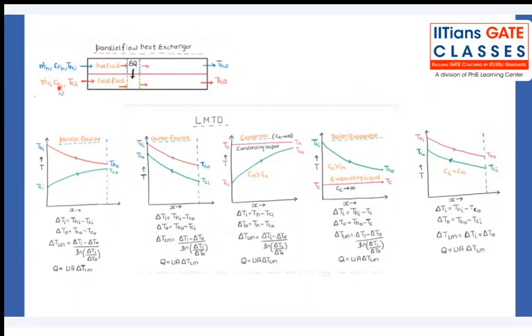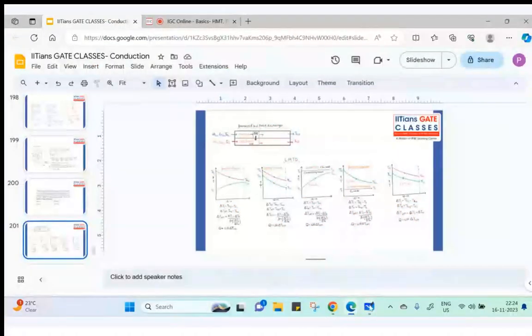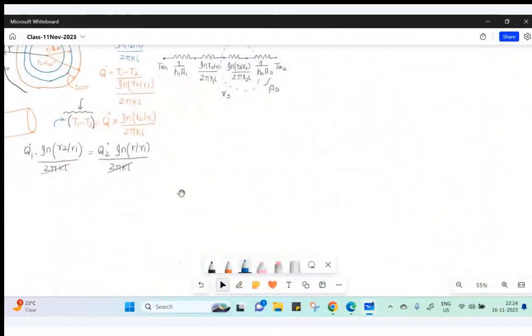Now, if you want to apply the first law energy balance to the heat exchanger, let me apply it here and show it to you. So this is your heat exchanger, and this I will put as a dividing wall. The hot fluid is coming in and going out. The cold fluid is coming in and going out.